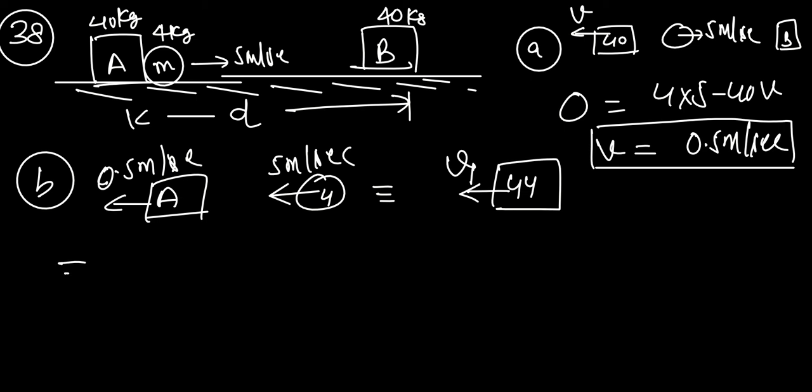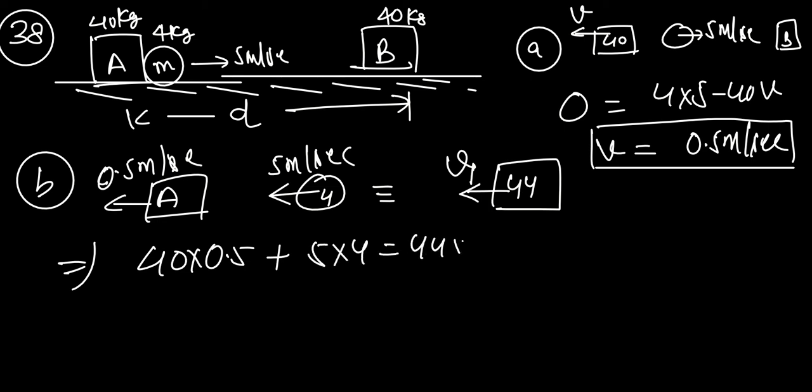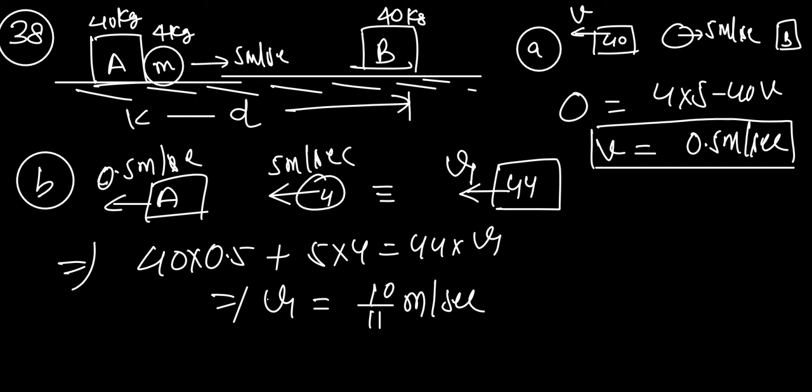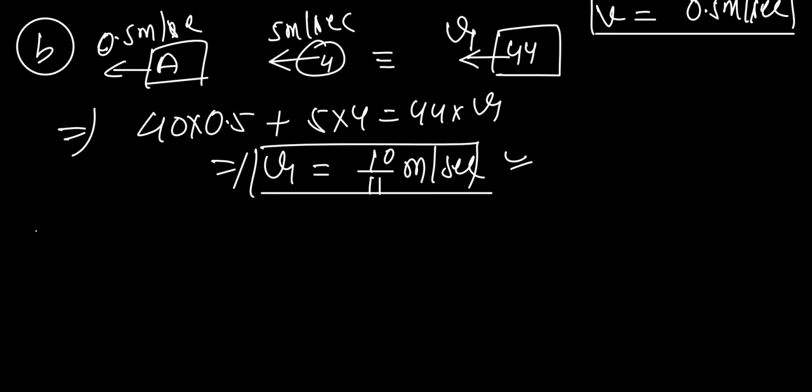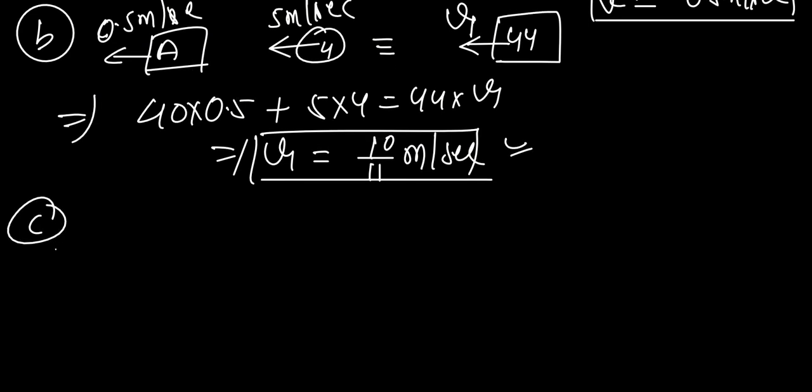Here also we'll apply the conservation of linear momentum, that is 40 into 0.5 plus 5 into 4 is equal to 44 into V1. So V1 you will get as 10 by 11 meter per second. So this is the speed of A at first catch. Now let us go to part C. Find the speed of A and B after the ball has made 5 round trips.